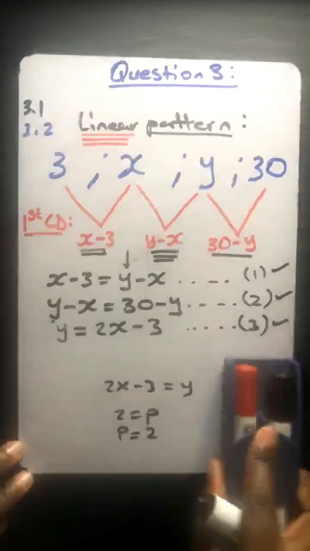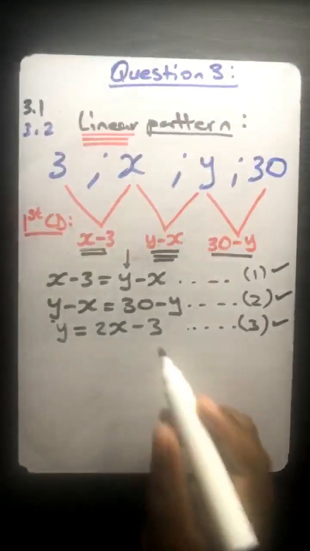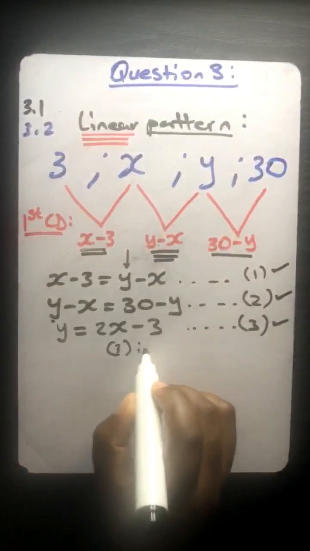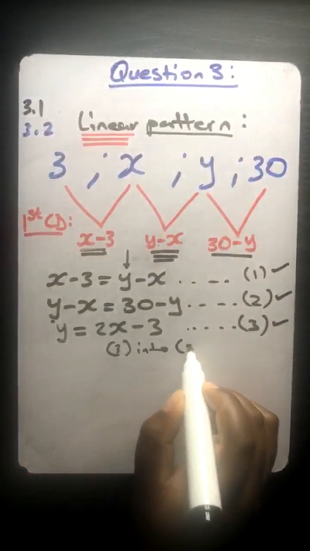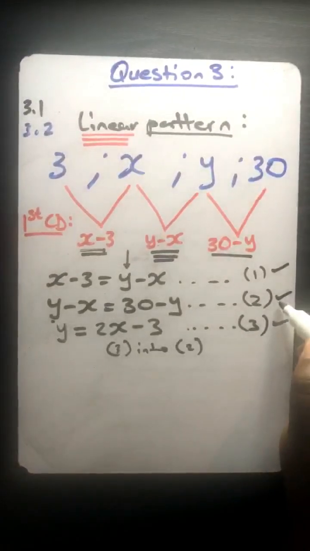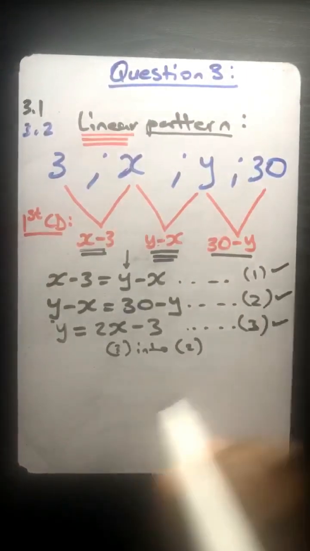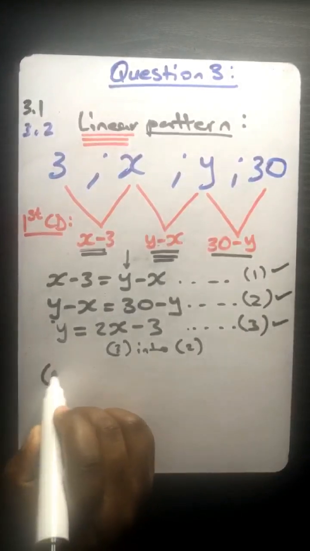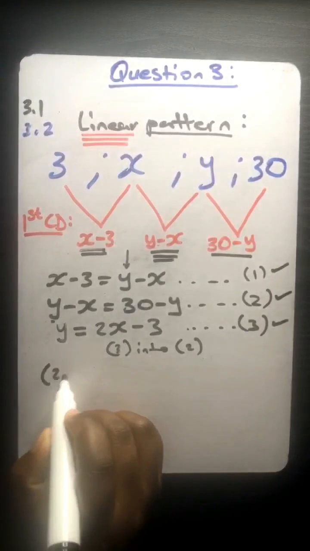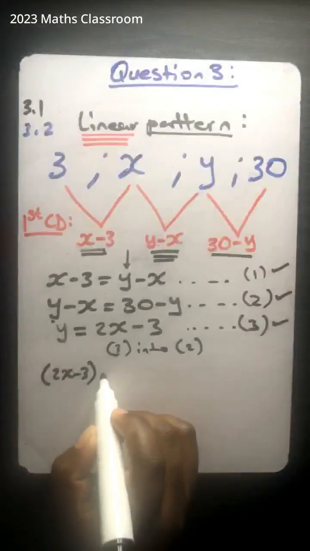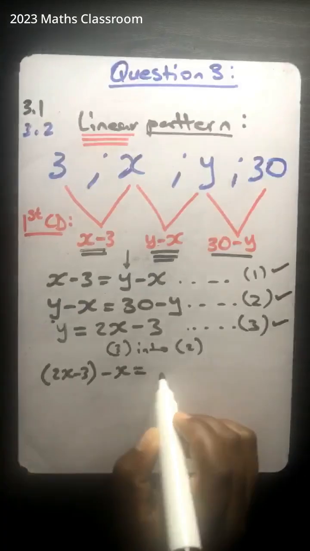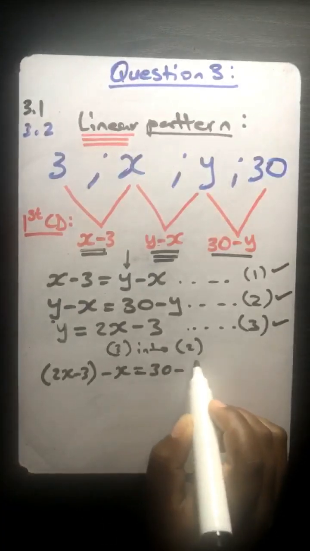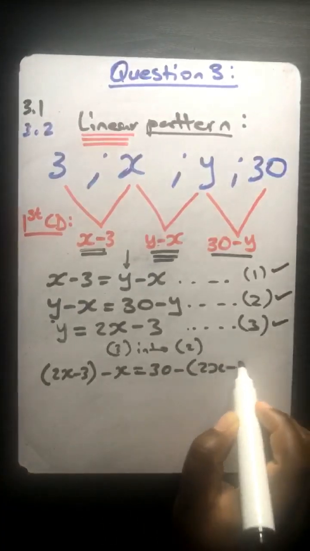So let's now continue. That means we're going to take this equation number 3 and substitute it into equation number 2. Why 2? Because we derived this from equation number 1. Okay, so let's substitute. So that means where you see y, you are substituting 2x minus 3 minus x, which is equal to 30 minus 2x minus 3.